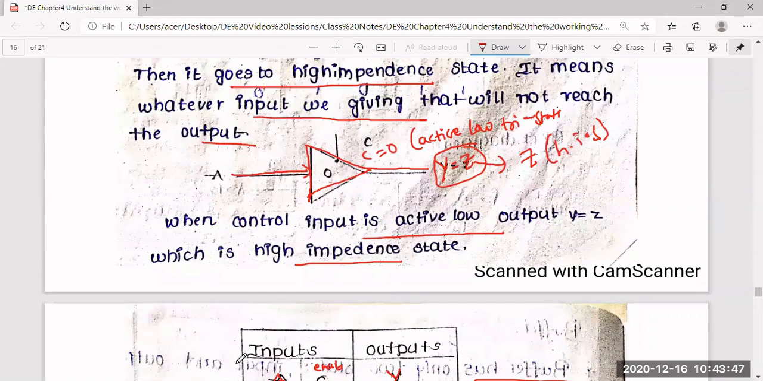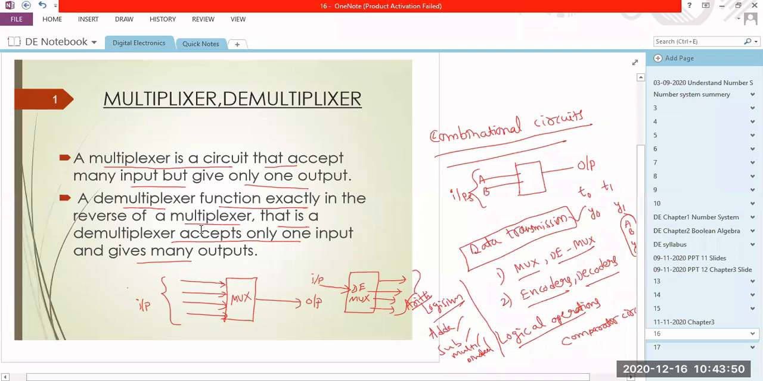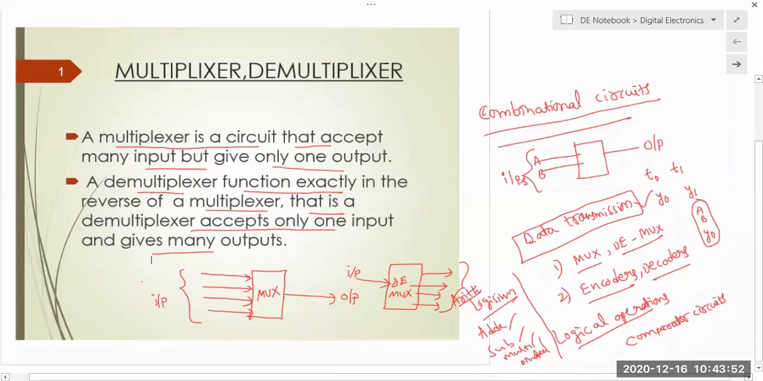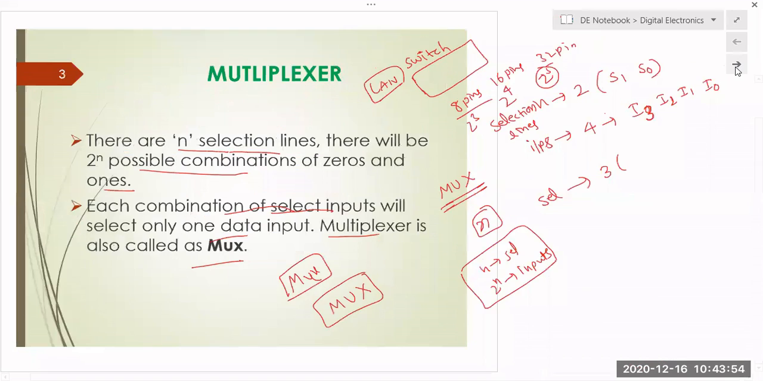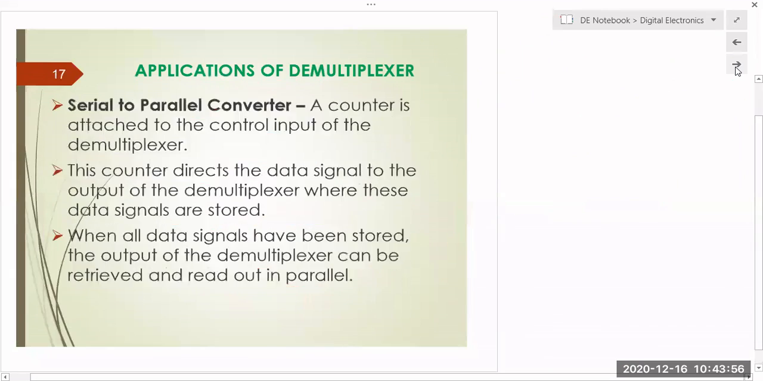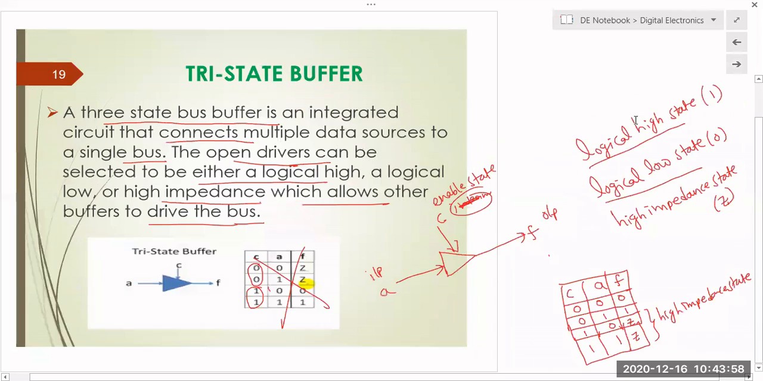Yes, sir. So once again, this is your tri-state buffer. What is the need for a tri-state buffer? It is mainly used for acting like a buffer. A buffer is used to store the data as it is.